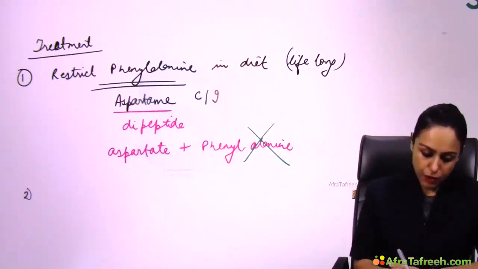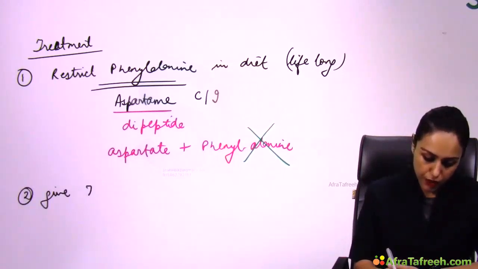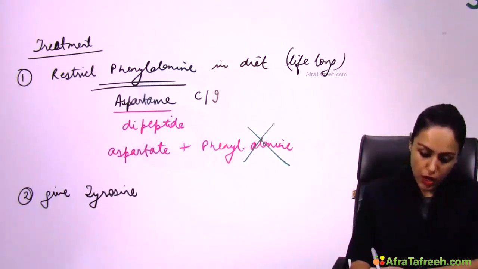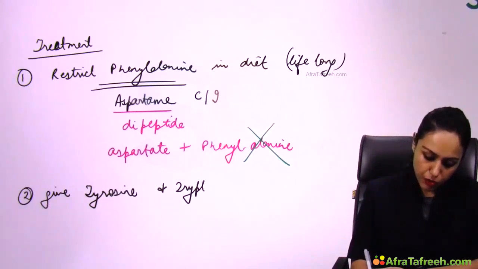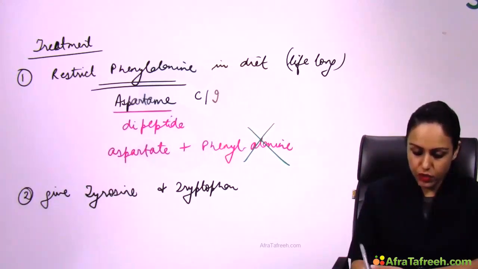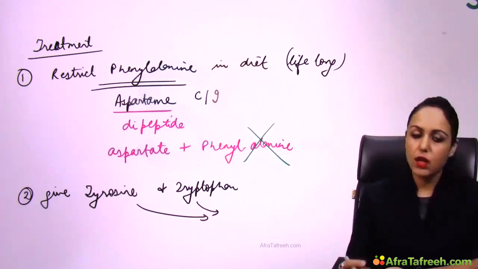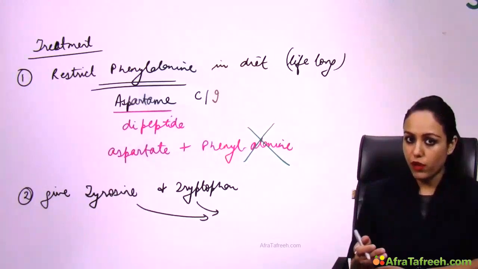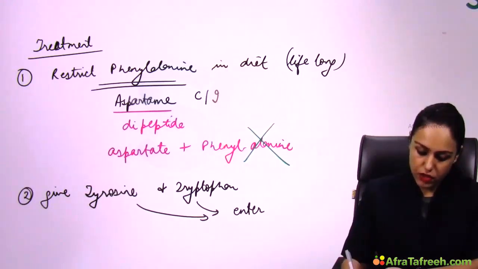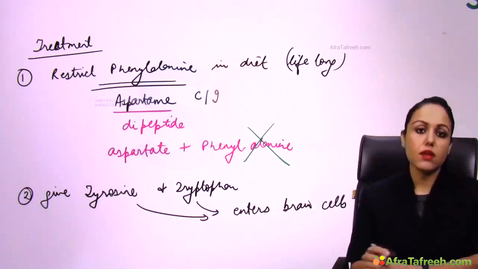Now, second line of treatment is that we have to give tyrosine to these patients because tyrosine becomes essential now, and we also should be giving tryptophan to these patients because why is the brain affected? I told you that tyrosine and tryptophan are not reaching the brain. So when we are giving more of tyrosine and tryptophan and we are restricting phenylalanine in the diet, then these amino acids, tyrosine, tryptophan, will enter the brain cells, right?